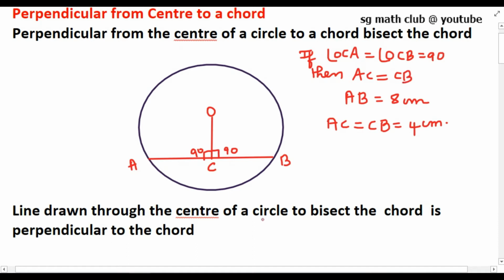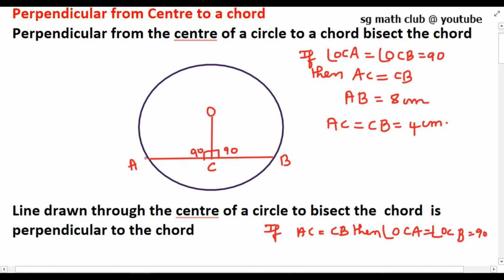Now in the second case, if the line drawn through the center of the circle bisects the chord, that means if AC is equal to CB, then that line will be perpendicular to the chord. That means then angle OCA and angle OCB both will be 90 degree. So the perpendicular from center of a circle to the chord bisects the chord, and the converse is also true. Line drawn through the center of a circle to bisect the chord is perpendicular to the chord.